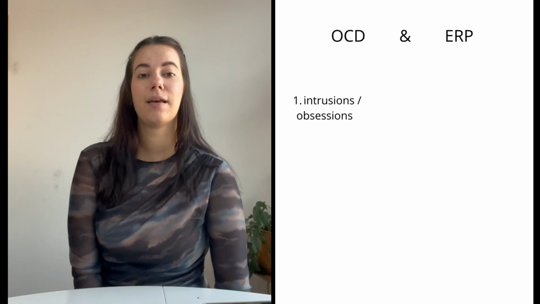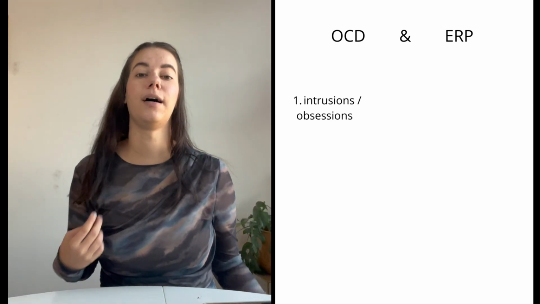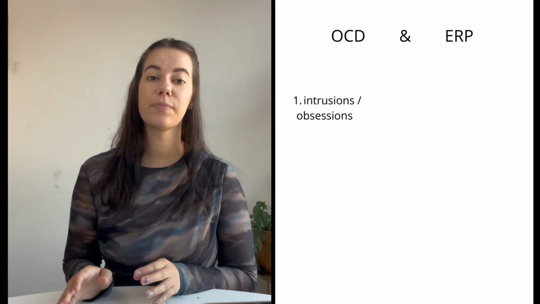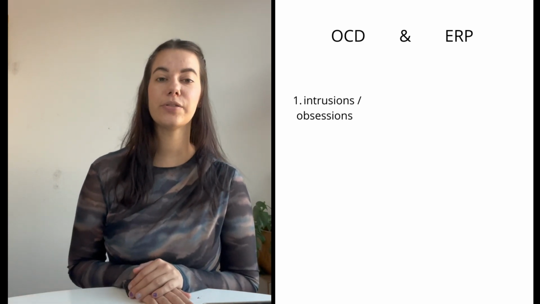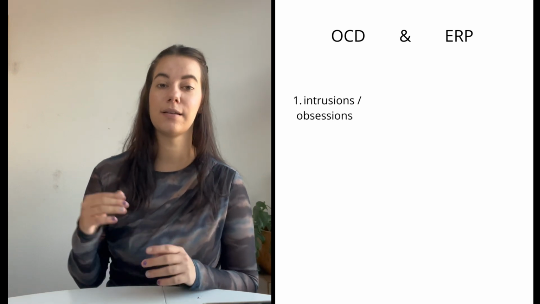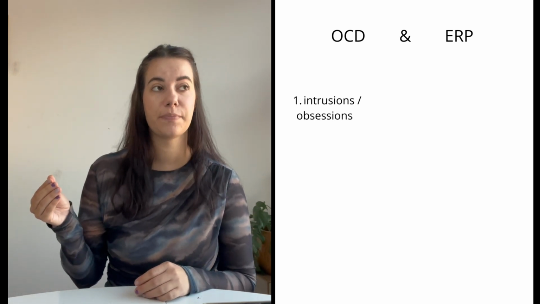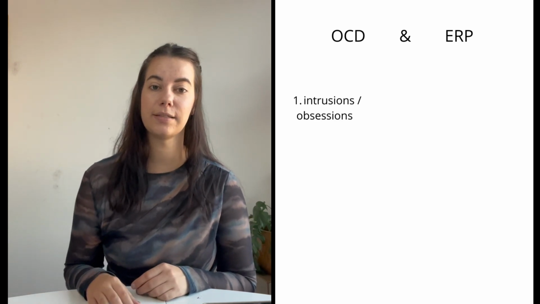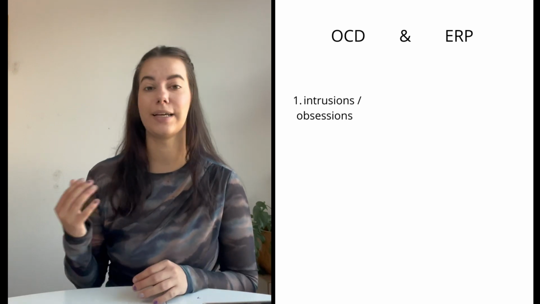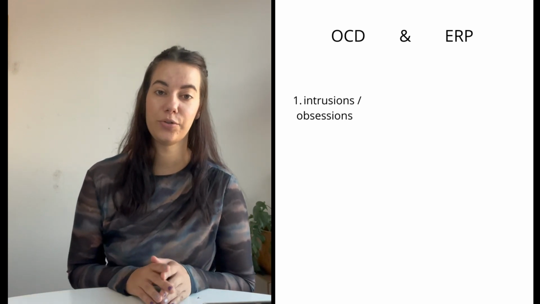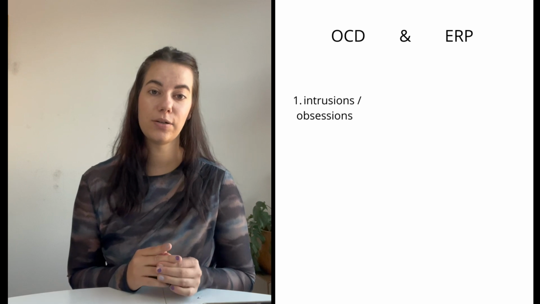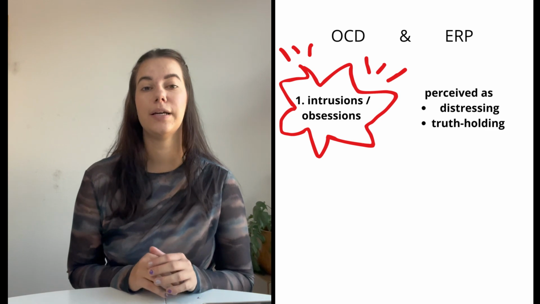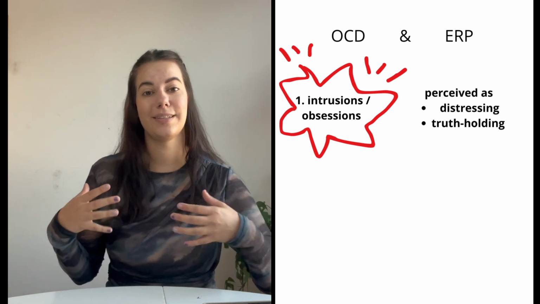So let's see. OCD, as the name says, has two main components. The first one is the obsessions, also called intrusions. In clients with OCD, we see that there is a heightened number of intrusions. Having an intrusive thought or image is a very normal thing to have. That's not something that only clients with OCD have. All humans have intrusions. But what happens in clients with OCD is that the meaning that has been given to these intrusions becomes a problem.